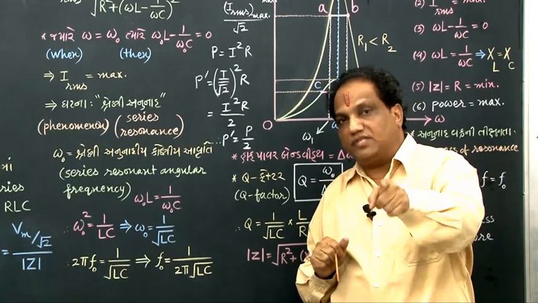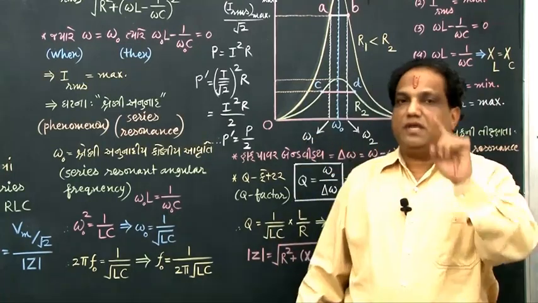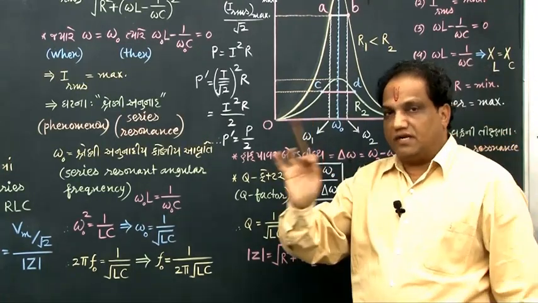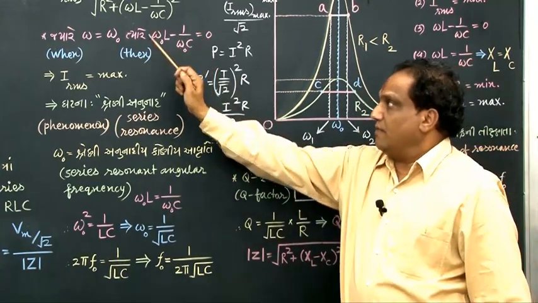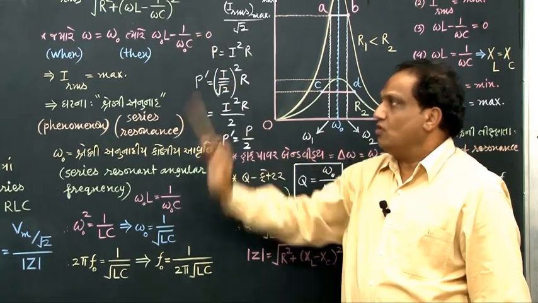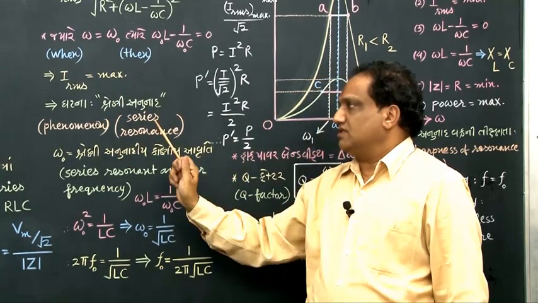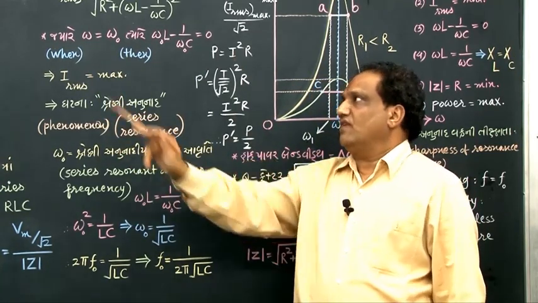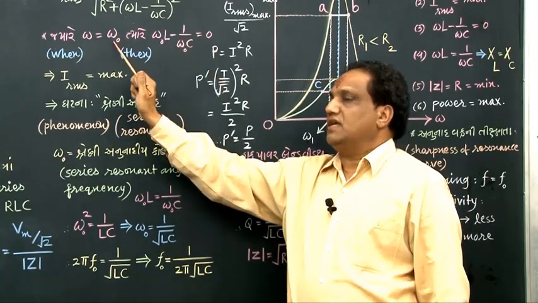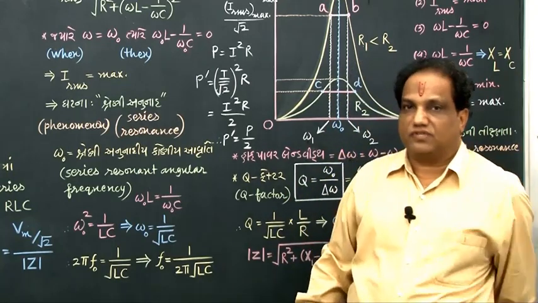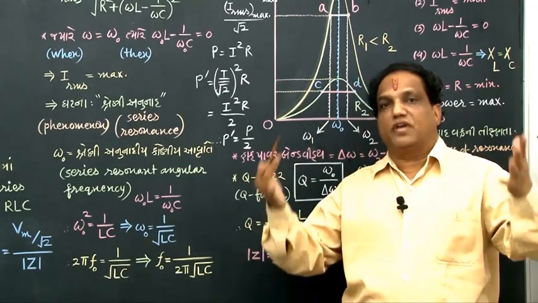It was the imaginary part of complex impedance. In any series AC circuit, when the imaginary part of complex impedance becomes 0, the phenomenon of the RMS value of current becoming maximum is known as series resonance, and the particular value of angular frequency at which this imaginary part becomes 0 is known as the series resonant angular frequency. Now let us obtain the formula of omega 0.